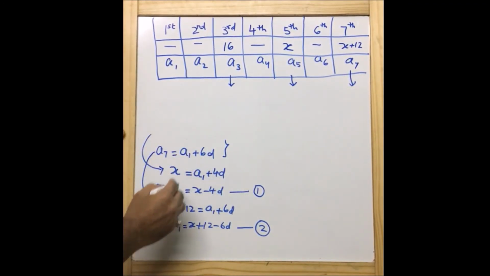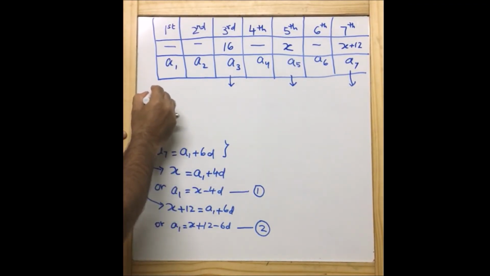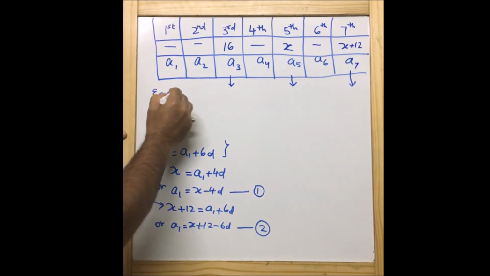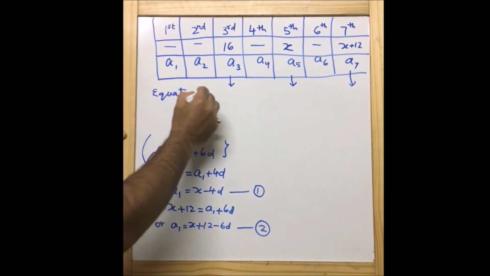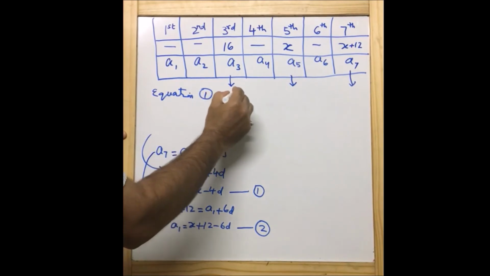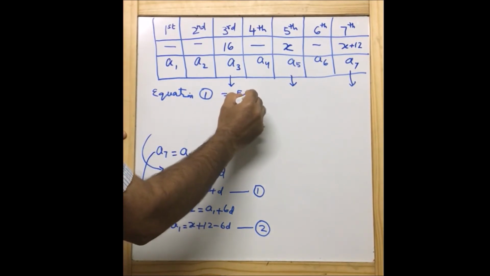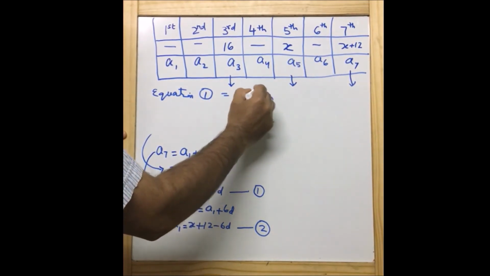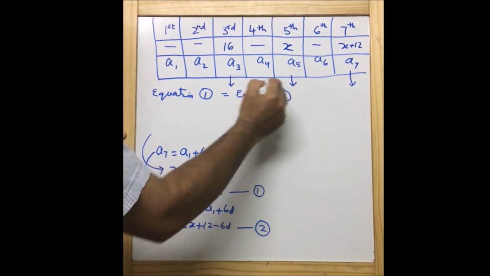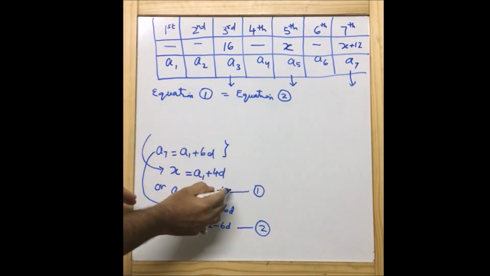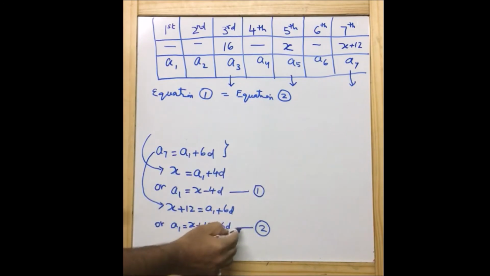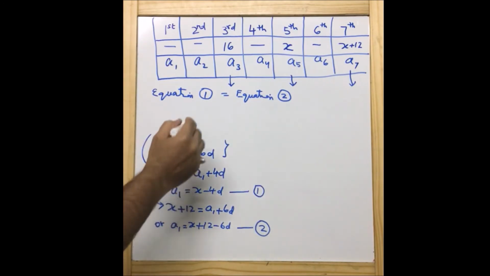So I can say equation 1 is equal to equation 2. Now putting the values of equation 1 that we got here and putting the values of equation 2 that we got here, let's see what we are getting.